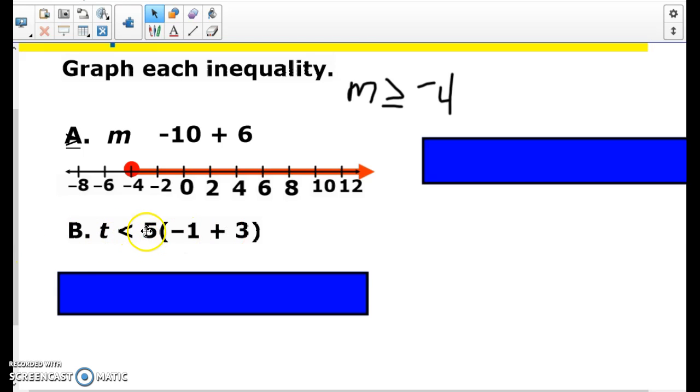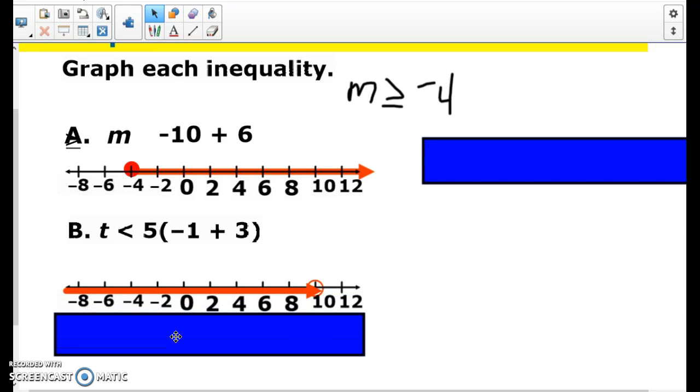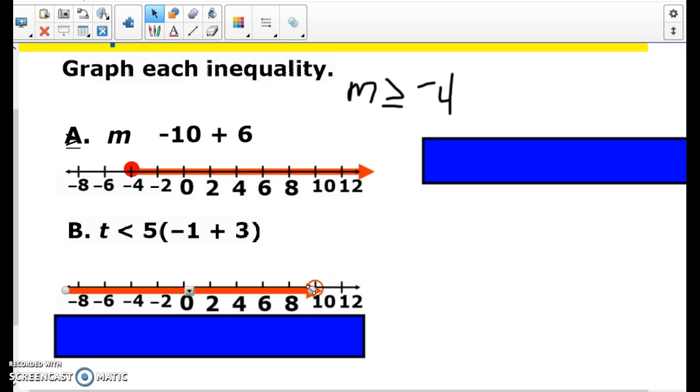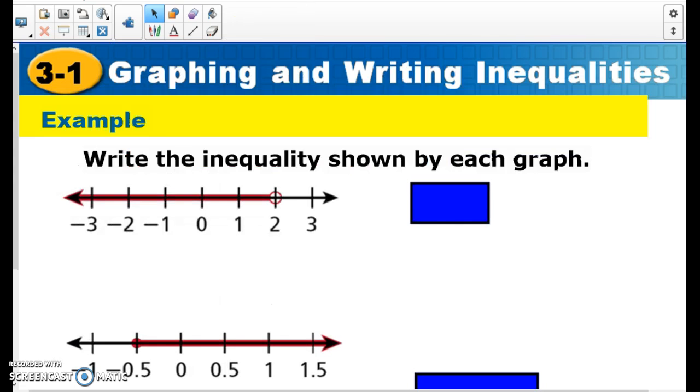T is less than 5, and then parentheses negative 1 plus 3. So if I'm going to solve that, it's going to be T is less than 10. Okay, and I have my less than sign, so it's going to be an open circle, and we're going to shade everything to the left to make it less than 10.